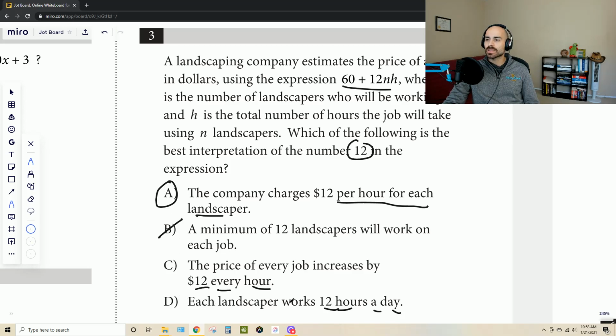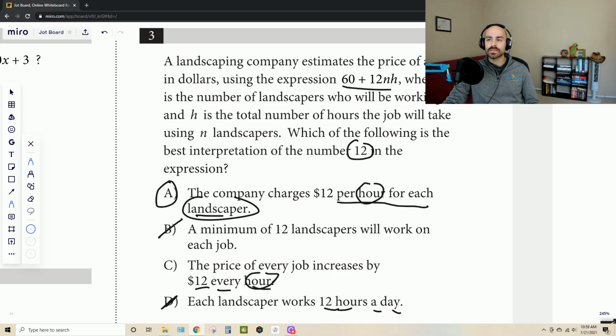D, each landscaper works 12 hours a day. Well, h represents the hours, and so that can change each day. That's a variable that changes, so that's not going to be it. And then it's A and C, and actually, technically, both of these are correct. A is just the better answer because it's $12 being increased for each landscaper and hour, whereas 12 is only talking about each hour. It's not giving you the full picture.